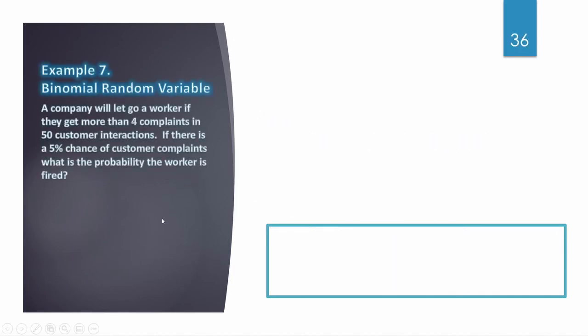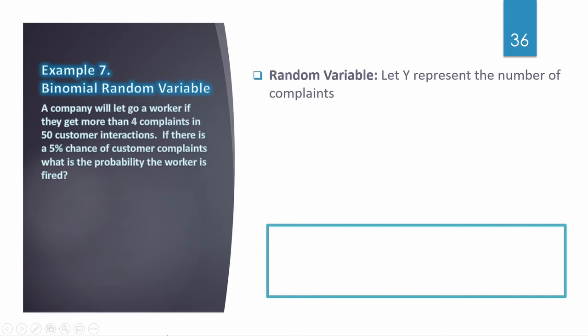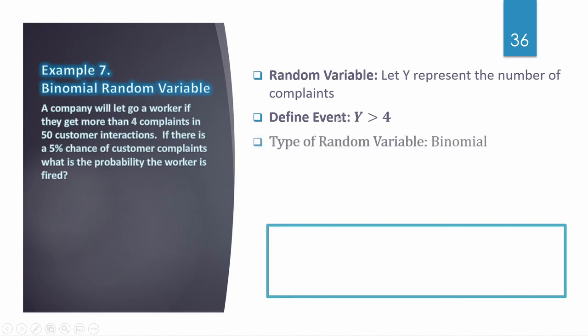All right, in our last one here, we're going to take a look at another binomial random variable. Suppose the following: a company is going to let a worker go if they get more than 4 complaints out of 50 customer interactions. If there's a 5% chance of a customer complaint, what is the probability the worker will be fired? Let Y represent the number of customers that complain. The event here to get someone fired means they need more than 4 complaints. The type of random variable is going to be binomial.